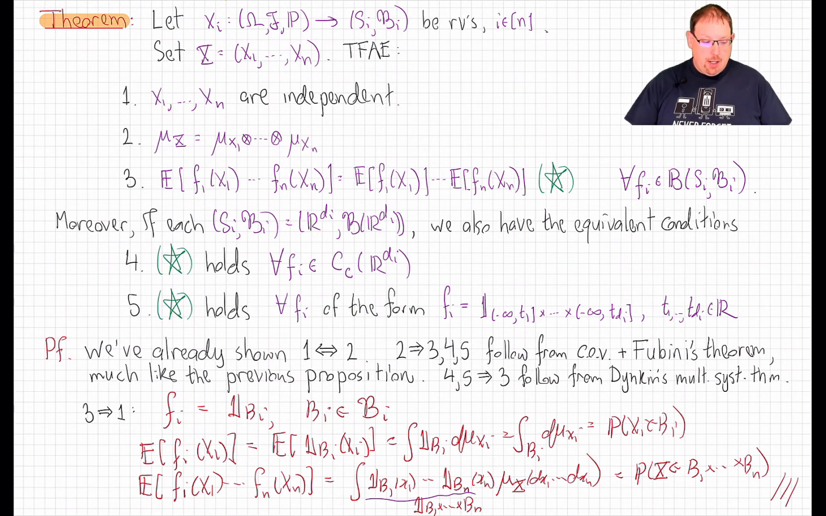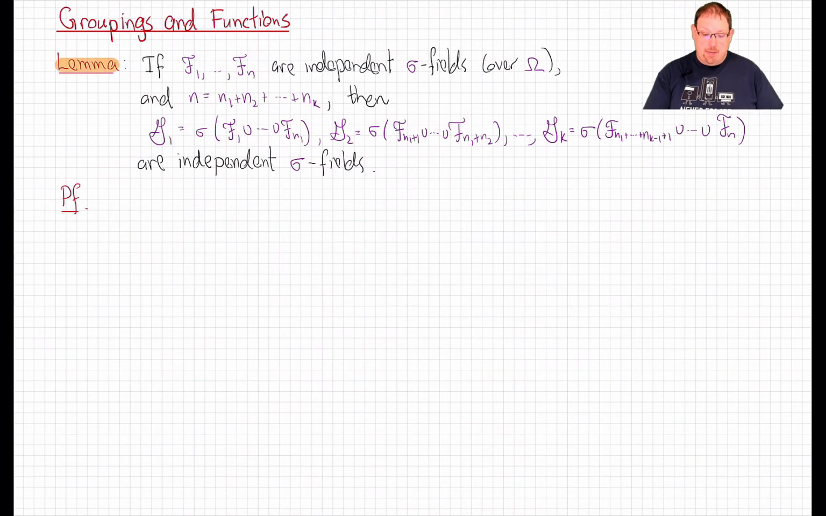Now, let's talk about groupings of independent random variables and how that affects their independence. To do that, we need to talk about groupings of independent events. So here is a little lemma. Suppose that I have a collection of sigma fields over a fixed domain, and suppose that I partition them. I take the first 3 sigma fields, and then the next 2, and then the next 1, and then the next 7, and so forth. And I'd like to consider those as groupings.